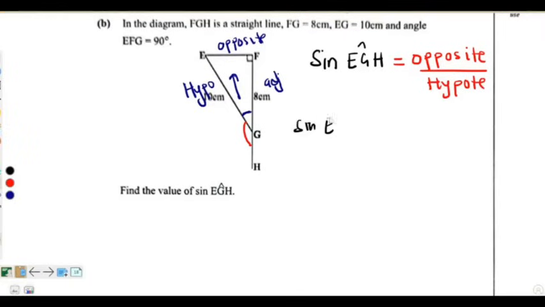So sine EGF is equal to opposite. I don't have a value there, so on opposite I'll have x over, then my hypotenuse is 10 right here. So let us find the opposite first. In order for us to find the opposite right here, we are going to use Pythagoras theorem. So this is the opposite, we have the hypotenuse. To find the opposite, we are just going to find the squares of the adjacent sides, then we subtract from the hypotenuse.